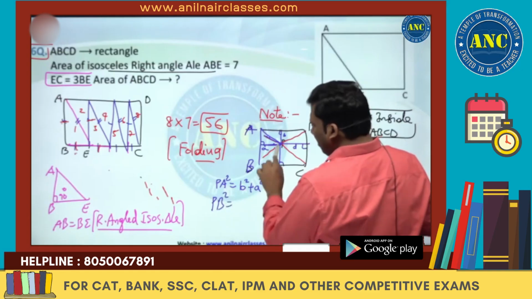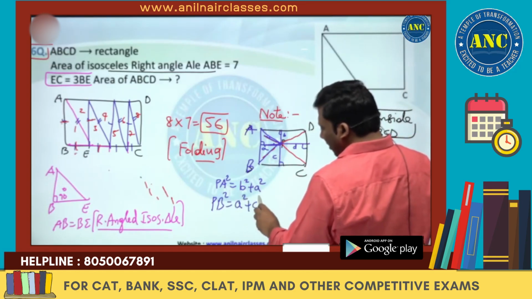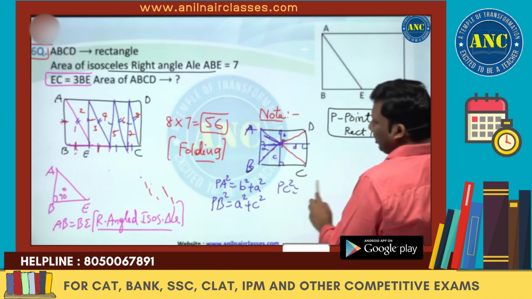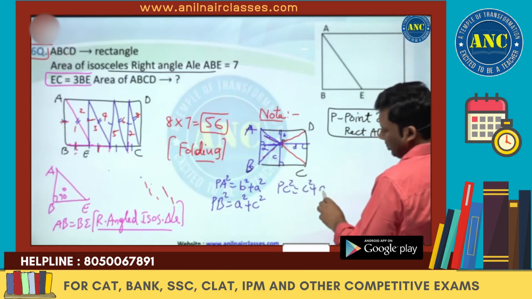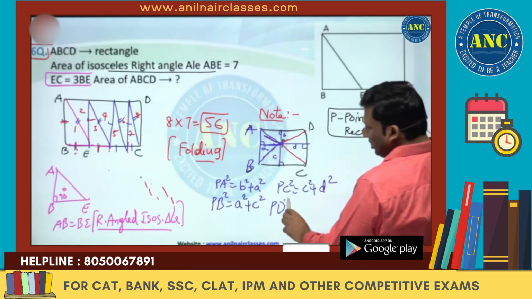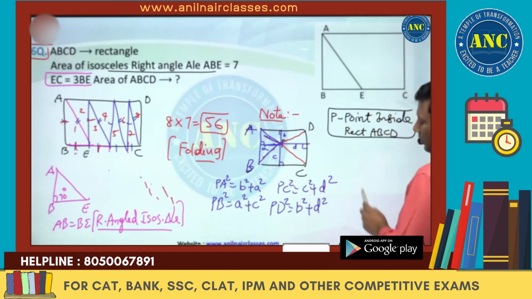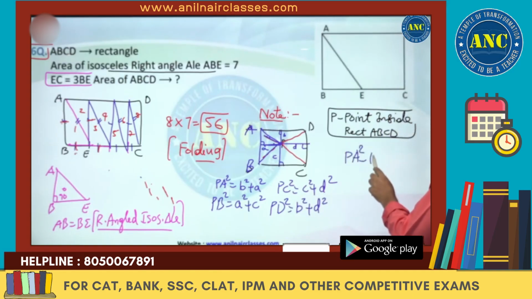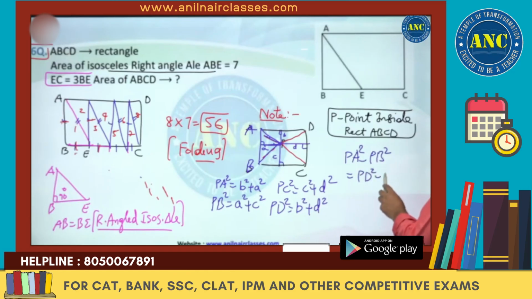Similarly, PB square, this is A and this is B. What is PB square? PB square is equivalent to A square, and what is the height value? C square. What is PC square? From P to C, what is this height value? C square. What is the base value? D square. What is PD square? PD square is equivalent to B square plus D square. So PA square minus PB square, B square minus C square, is equivalent to PD square minus PC square. Minus PC square comes to the left hand side. PA square plus PC square is equivalent to PB square plus PD square.